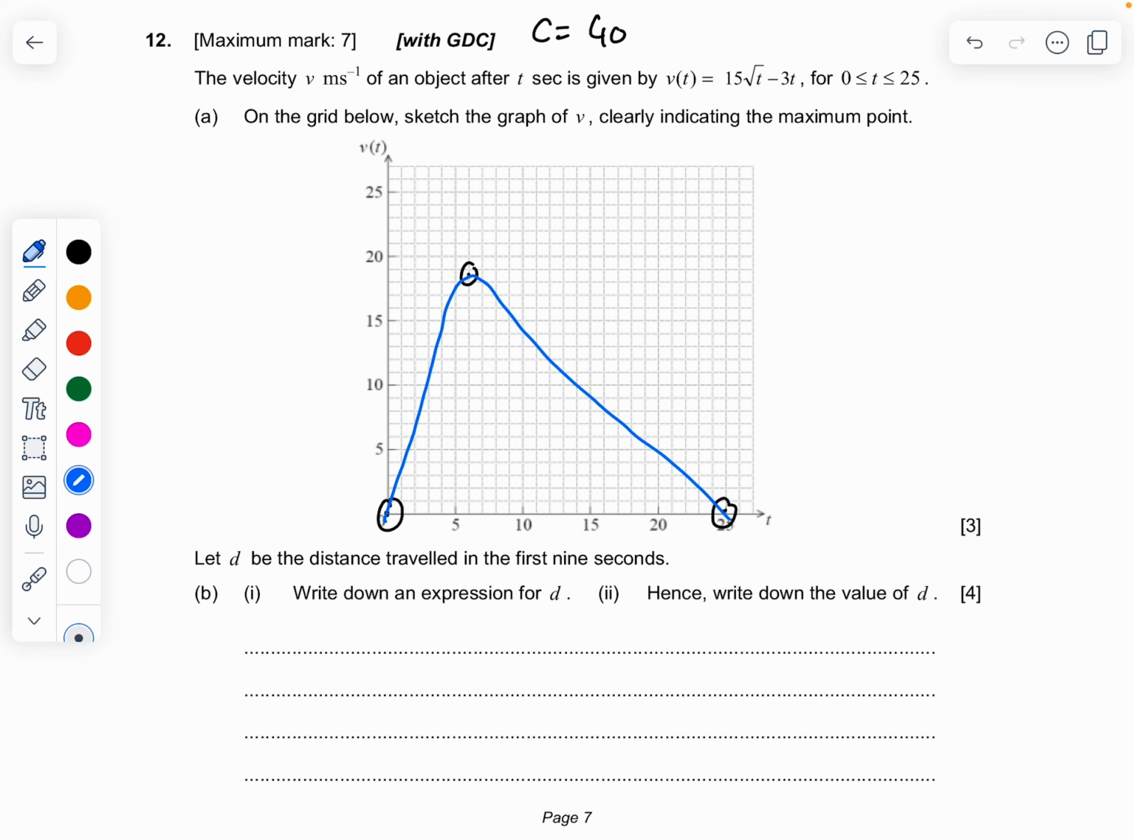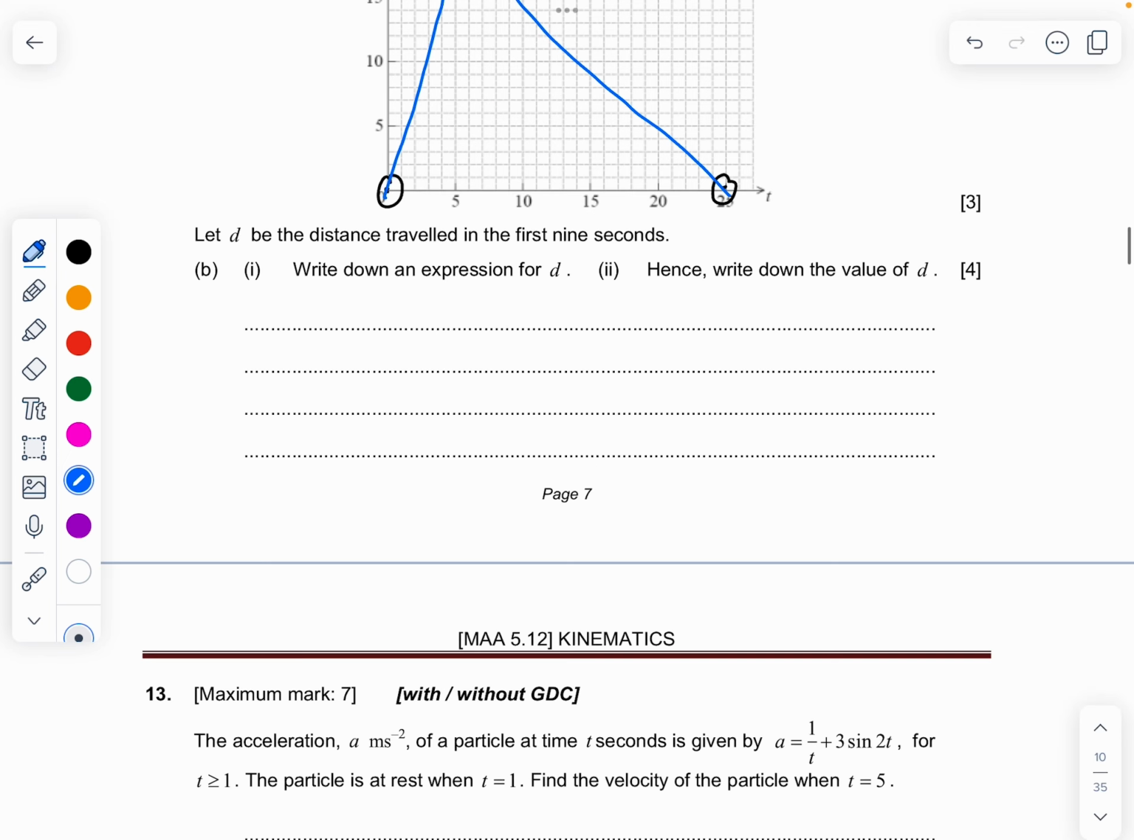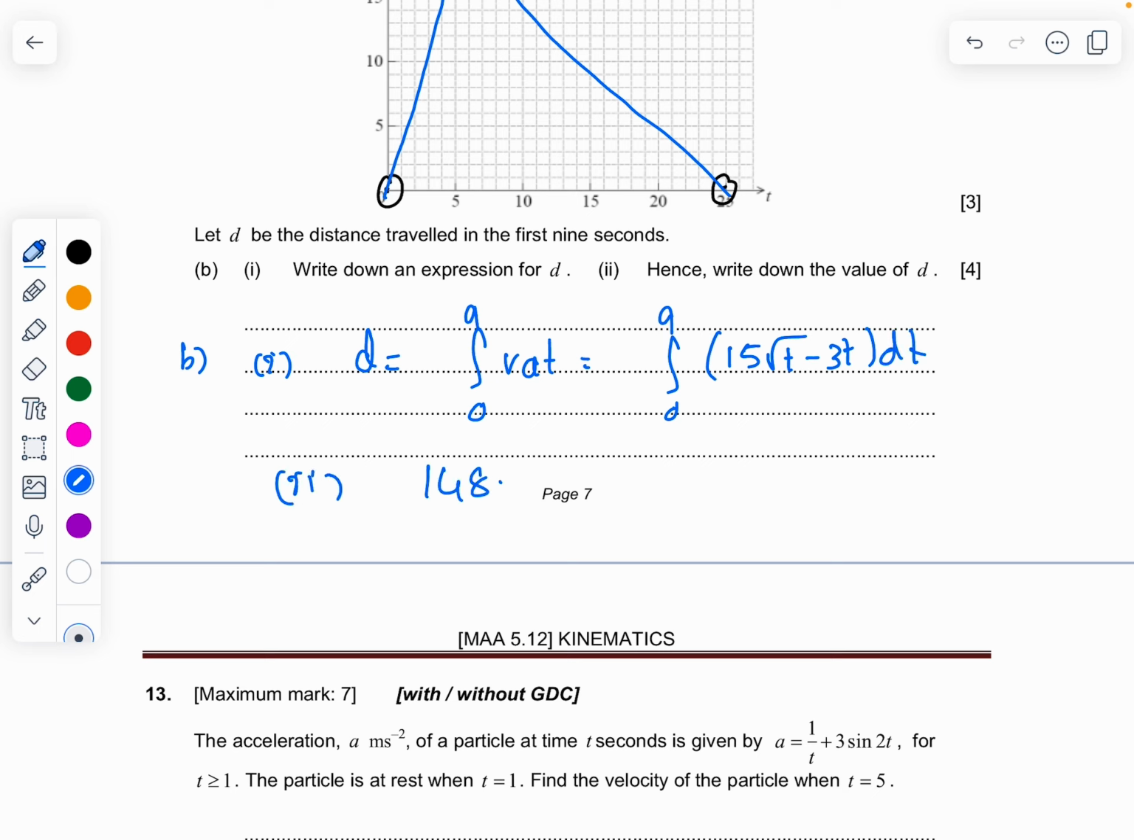This should be the shape of the graph. Next, write down the expression for t. So distance is the integral from 0 to 9 of v dt, which is the integral from 0 to 9 of 15 root t minus 3t dt. Then part 2, calculate this value: 148.5 meters, or 149 meters in 3 significant figures.